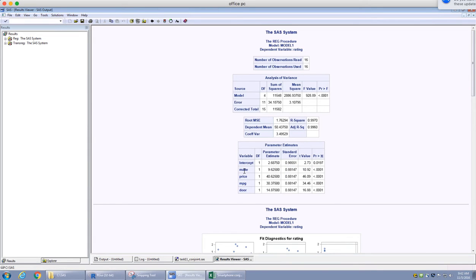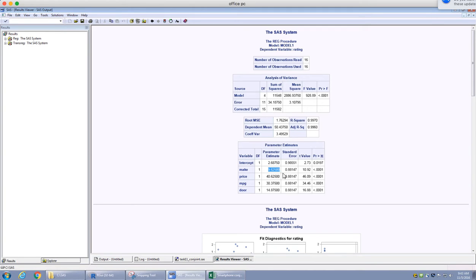Make has a parameter estimate of 9.6, price is 40.6, miles per gallon is 30.4, and door is 14.9. The bigger the value of the parameter estimate, the more important the attribute is for the conjoint analysis, and we call that utility. So it seems that the price utility is quite high and the make utility is low.